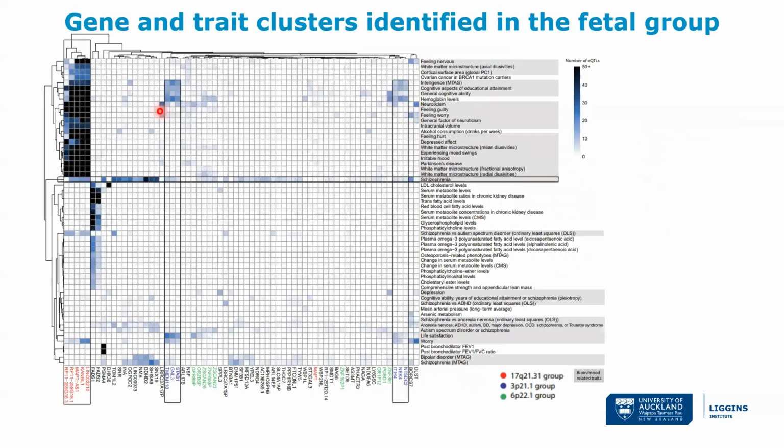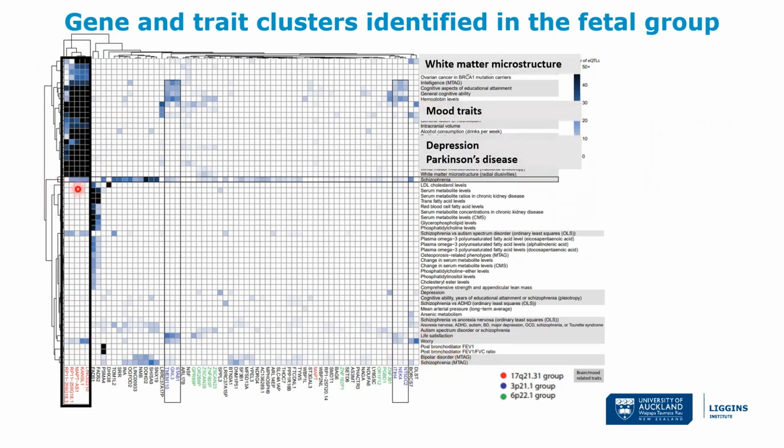Looking more closely at the fetal analysis, we found distinct clusters of gene trait pairings. So what this figure is showing is that there are SNPs regulating this gene, for example, associated with autism, and SNPs regulating the gene associated with the other traits on the side here. This large cluster here shows that these genes here are all associated with the intersection between autism and many brain traits, such as white matter microstructure, Parkinson's disease, and mood traits. What's interesting is that all of these genes are at the same loci, chromosome 17q21.31.